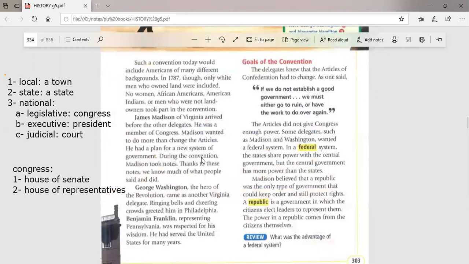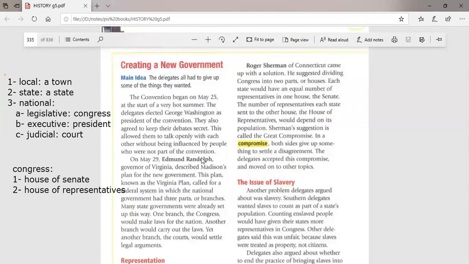When they change it, many people gathered, and all of them admit that America will have three levels of government: local, state, national. Local govern a town, state govern a state, and national, they govern whole America, okay? And in the national government, they have three parts or three branches of government: legislative, which is the Congress; executive, which is the president; and judicial, which is the court.